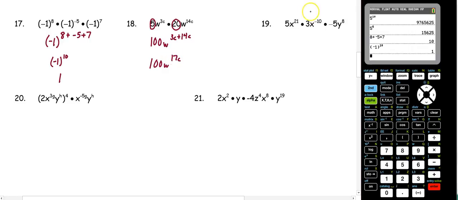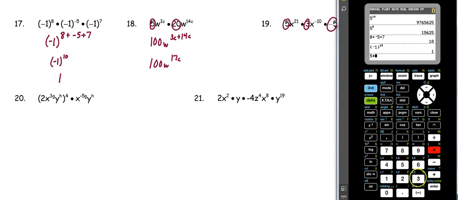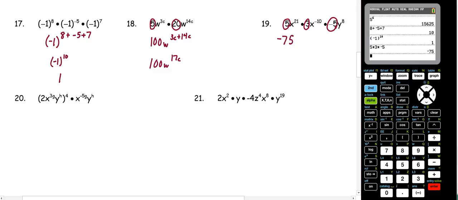Number 19, same idea again. We have numbers that we can multiply, 5, 3, and negative 5. So 5 times 3 times negative 5 is negative 75. There's two bases in this case. There's an x, so we have x to the 21 plus negative 10. And there's only one y, so it's going to be untouched, and it stays as y to the 8th. So when I simplify this then, I'm going to get negative 75 x to the 11th, y to the 8th.